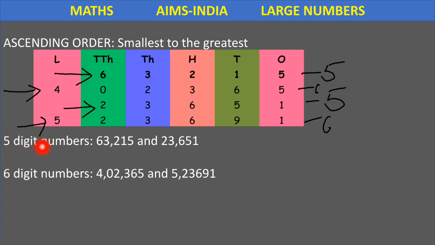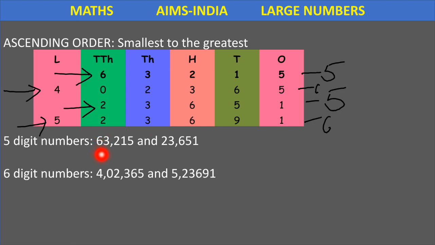We know that 5-digit numbers are less than 6-digit numbers, right? Which of these numbers are small? Always 5 digits are smaller than 6 digits. So first let us compare the 5-digit numbers. Why? Because this is ascending order, we are writing from the smallest number. So we should take the smaller numbers first. Now we are having two 5-digit numbers here. Let us compare and find out the smaller among these two.